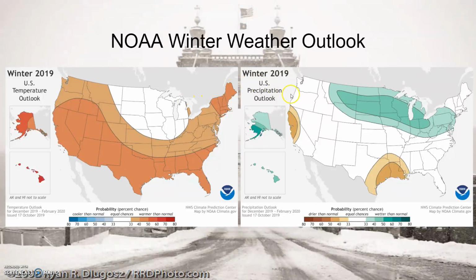And then when it comes to precip, they're going with below average in California and in the south central United States, while they're going with wetter conditions in the Midwest and northern Great Plains.